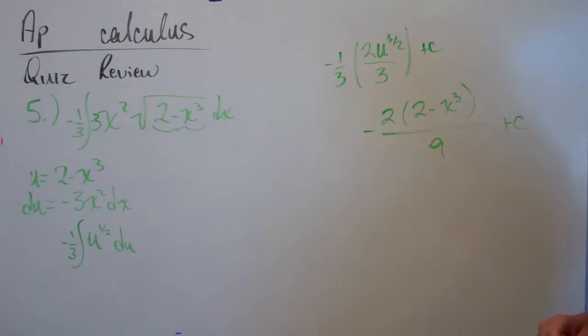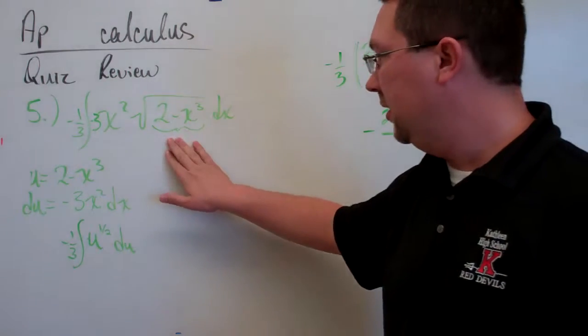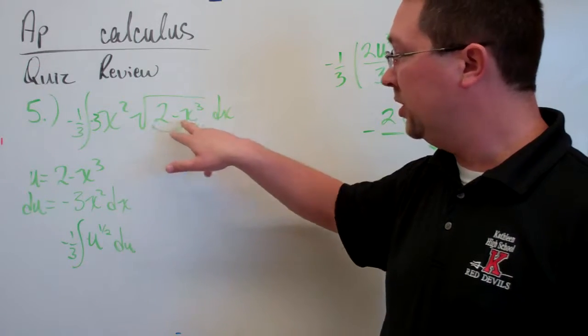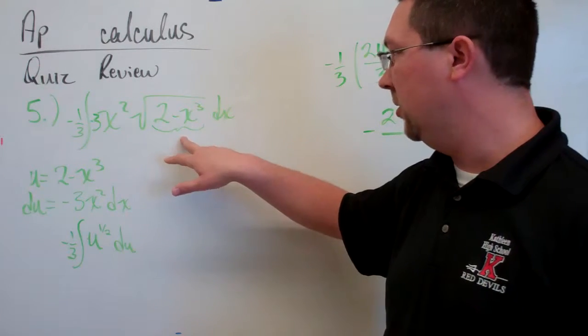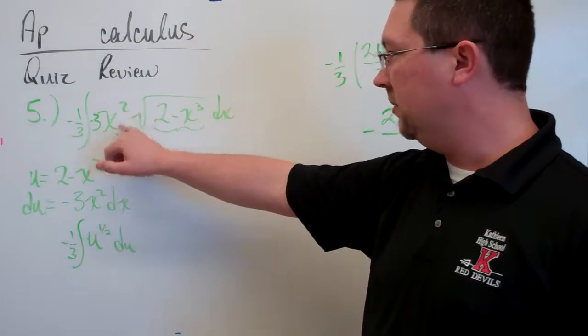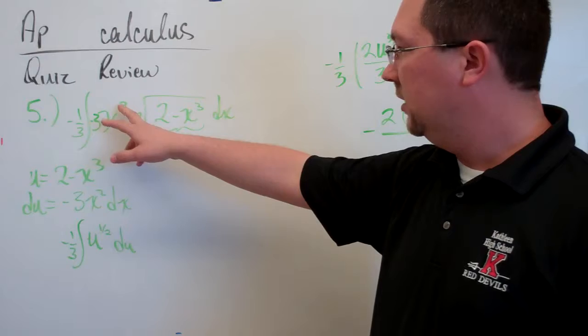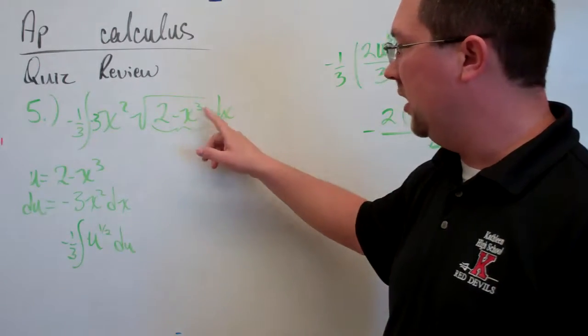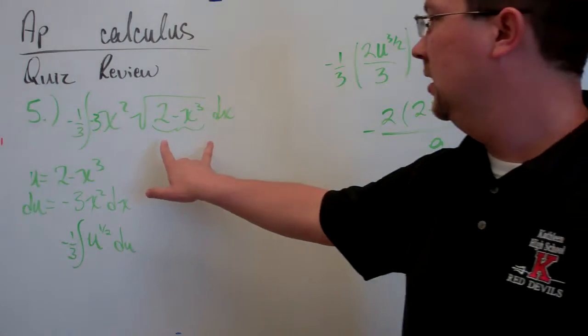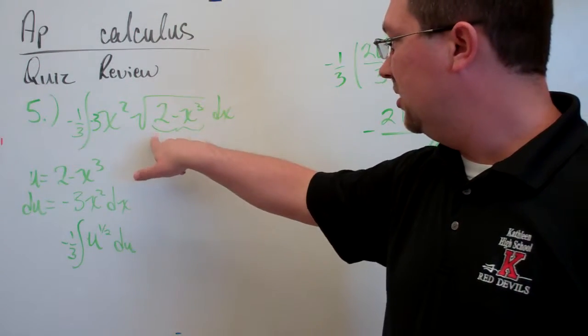Not bad. Just remember, you need to find u in your problem. So u here would be the 2 minus x cubed, so it's what's under the square root. Because remember, when you take the derivative of x cubed, you're going to get some kind of x squared. Okay, but if you take the derivative of x squared, you're not going to get an x cubed. So that's another way to look: do I have the derivative of this somewhere?